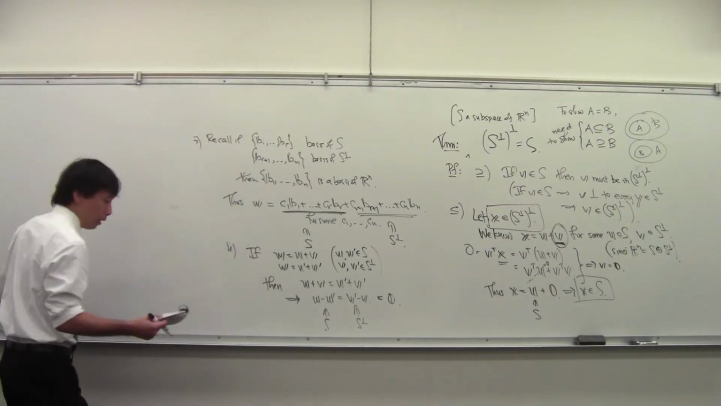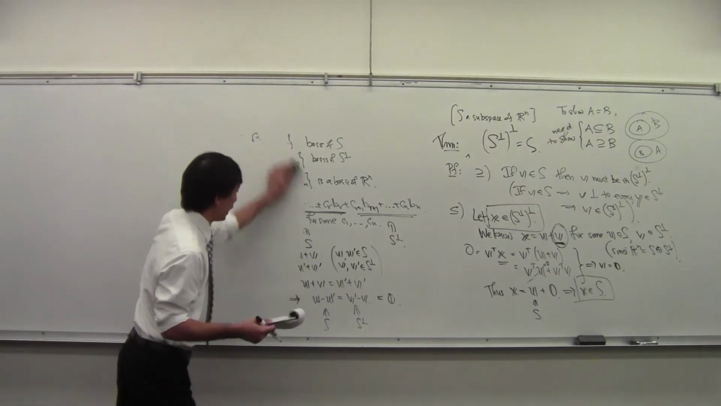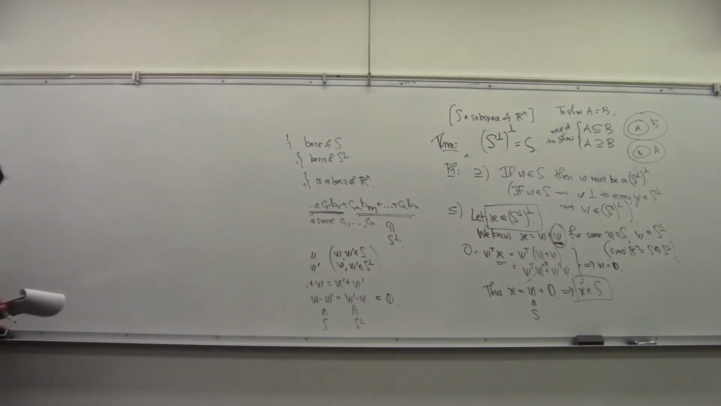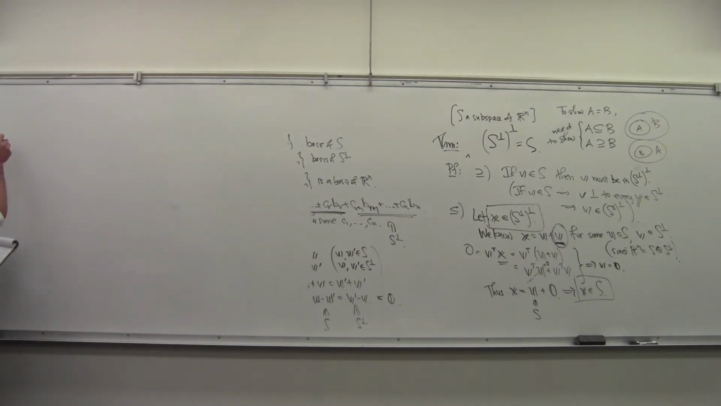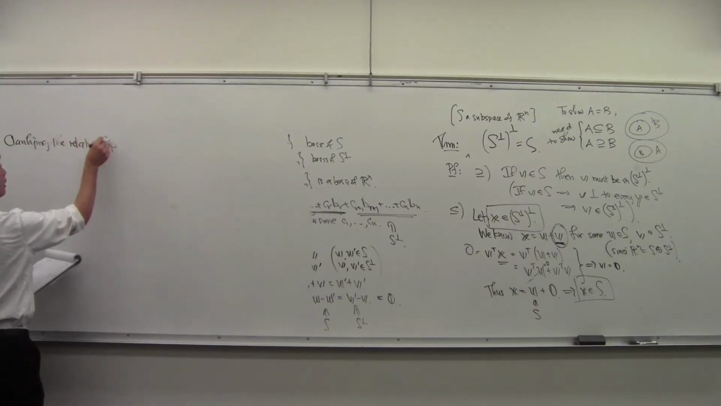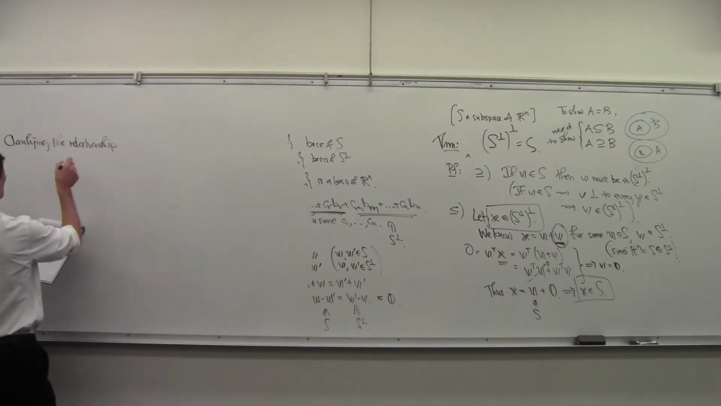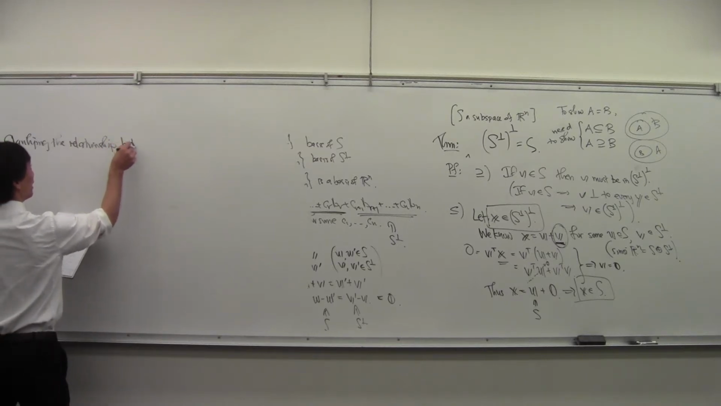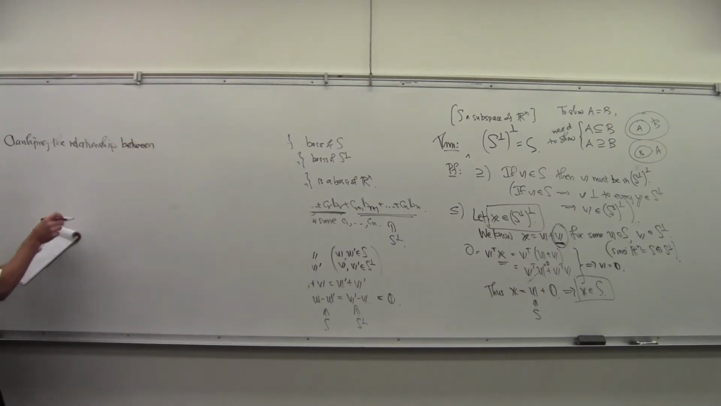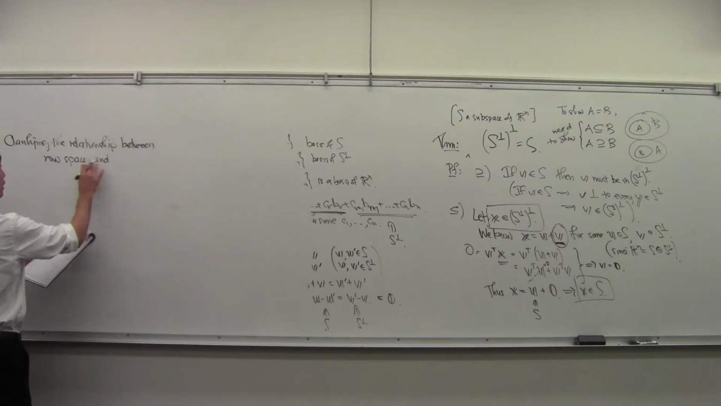Okay. So now we're going to do something that puts all of this stuff together. So, clarifying the relationship. Yeah, I was one of the 20, but it was not easy. Clarifying the relationship between, that is, I spent a lot of time in the library, between row spaces and column spaces. Row space and column space.